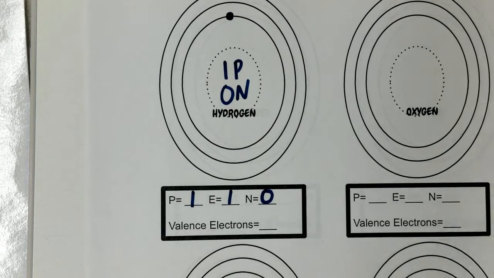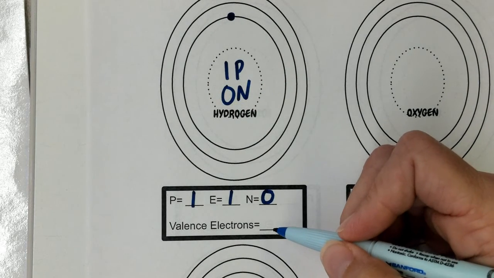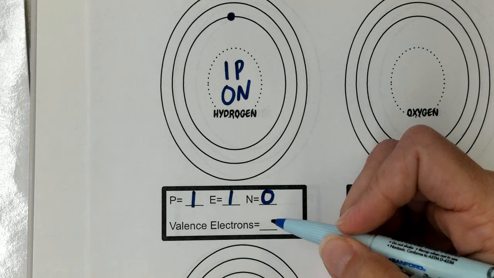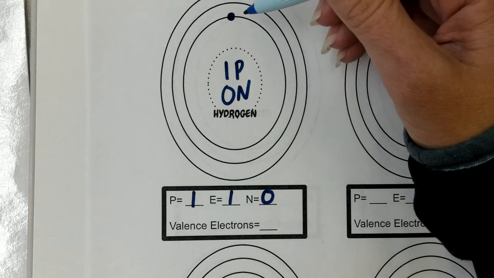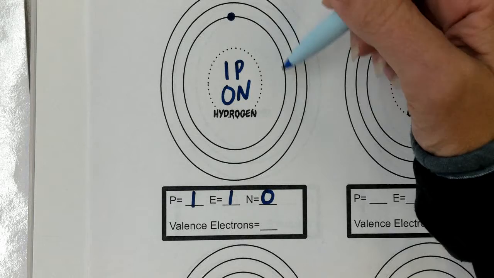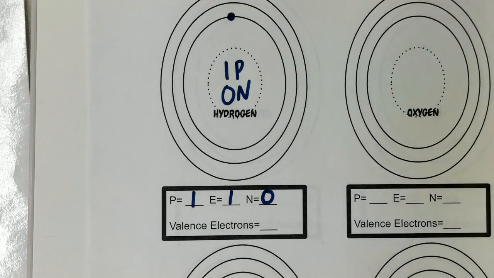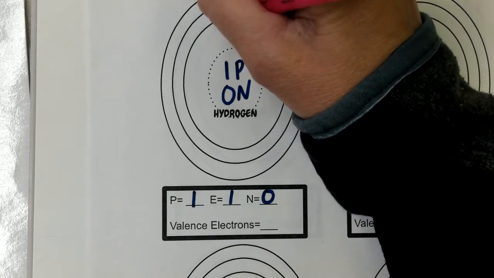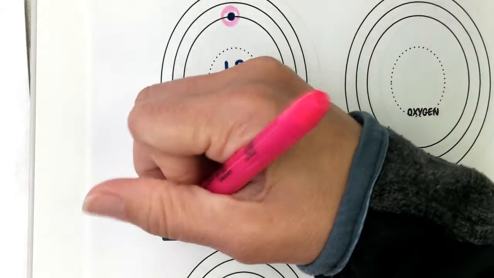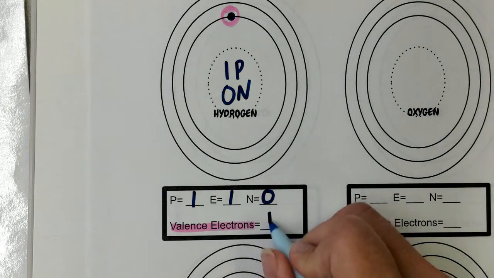And valence electrons just mean the electrons found in the outermost energy level. And the outermost energy level is the only energy level we have, which is the first one, and it only has 1 electron in it. So that counts as our 1 valence electron.